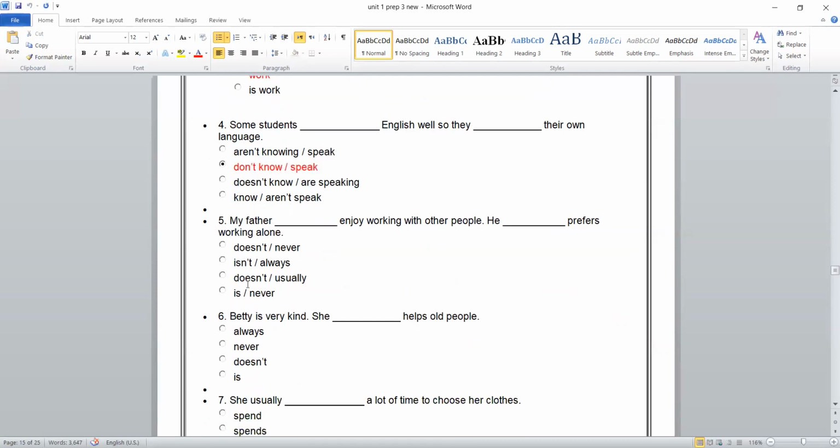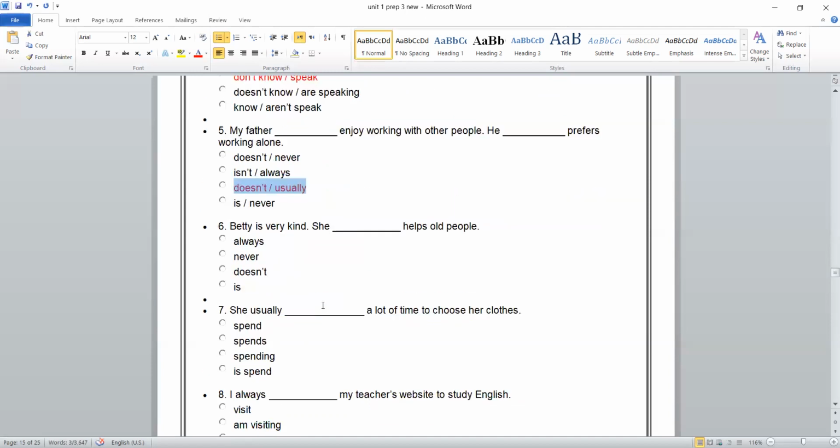My father enjoys working with other people. His face prefers working alone. Doesn't, never, isn't, always, doesn't, usually, is, never. Think about the answer before I give you the right answer. My father doesn't enjoy working with other people. He usually prefers working alone. Yes, that's right.